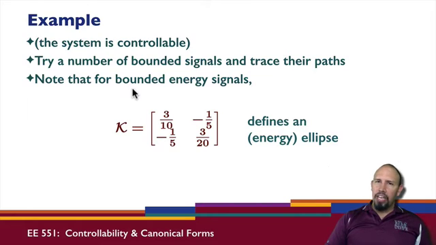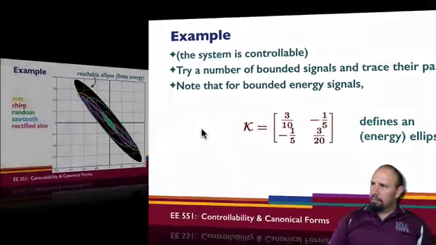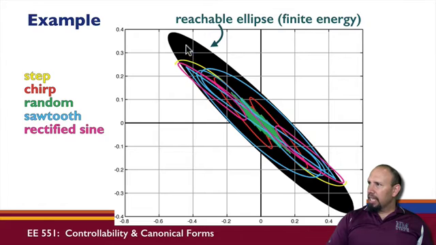Remember, a bounded energy signal is not necessarily a bounded magnitude signal. For bounded energy signals, this is my Gramian, and this Gramian defines an ellipse. In the state space, my system should meander around in that space. The black is that ellipse, and I've applied a number of inputs to the system. Here are the different inputs to the system.